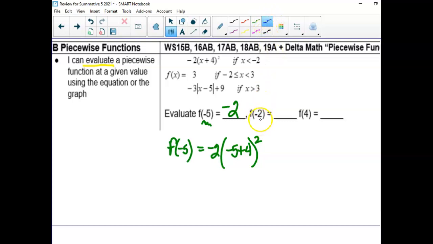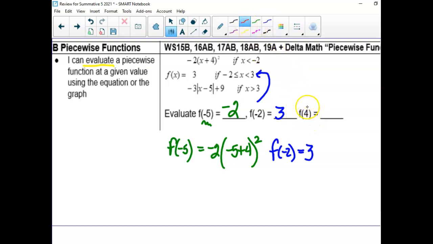Second rule, put in a -2. Does that go in the same rule? Nope, that goes in this rule because it had the 'or equal to' right there. And f of -2 just comes out what? That rule doesn't have an x, it just says stay at 3. All right, and then f of 4.